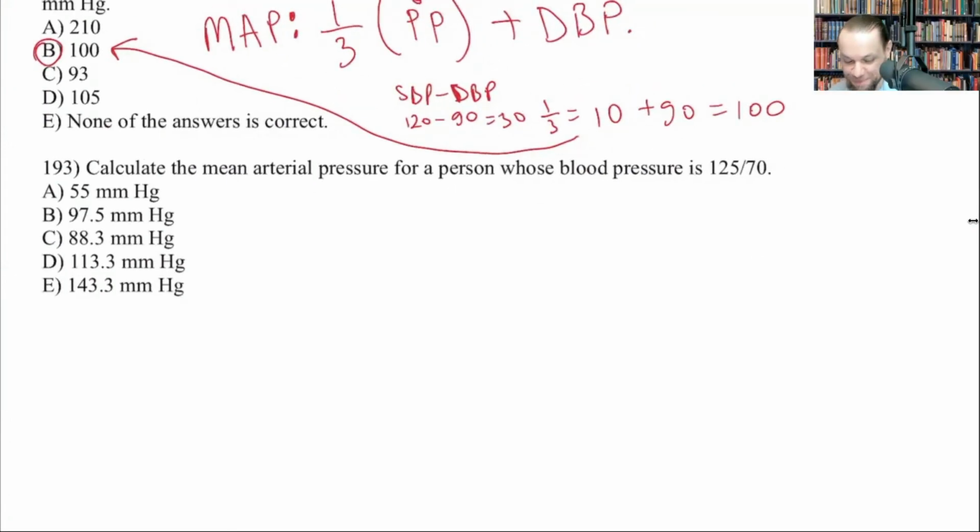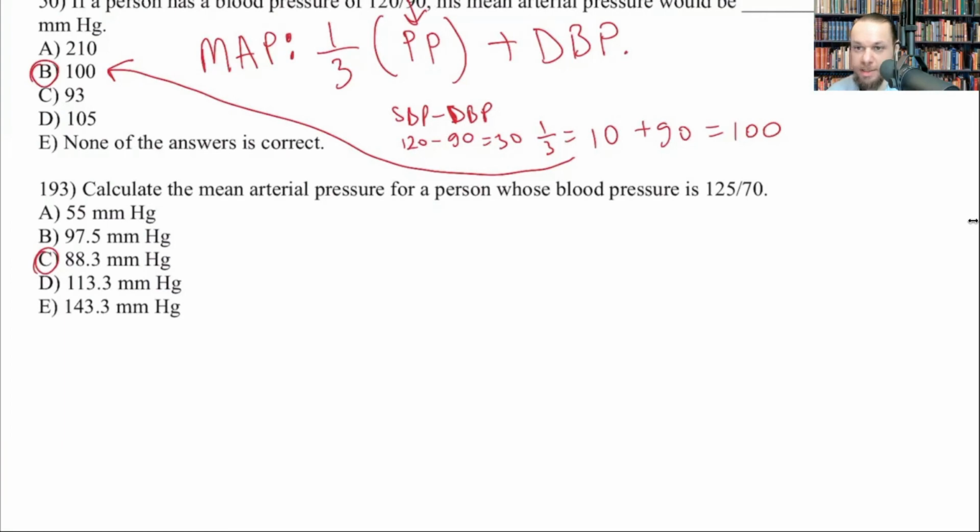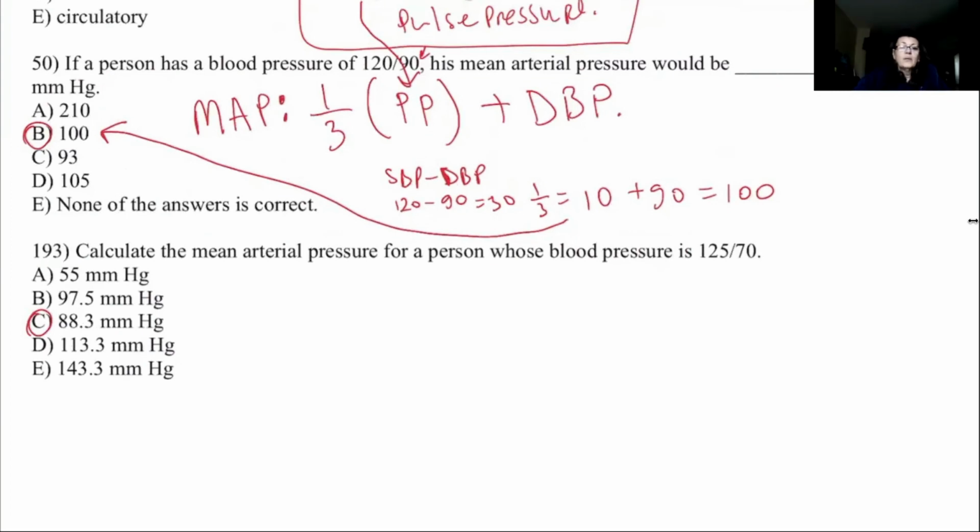Okay. Calculate the mean arterial pressure for a person whose blood pressure is 125/70. So what I did is the systolic plus 2 times the diastolic over 3. So I came up with 88.3, which is C. That is correct, right? I would say make sure you know the formula, committed to your memory. On the REMAC exam, I would definitely expect questions like this to calculate it. For the REMAC, they do give you a calculator, but they're not going to give you the formula. So the formula is something you need to be proficient in, how to plug in these numbers, how to get the answer.